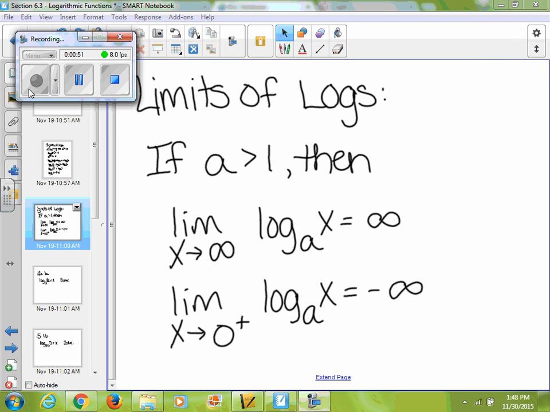Okay, let's look at the limit of logs next. Assuming the base of your log is greater than 1, so a is greater than 1, then the limit as x approaches infinity of log base a of x is equal to infinity. And the limit as x approaches 0 from the right of log base a of x is equal to negative infinity. The limit as x approaches 0 of any log from the left does not exist. That's why it's only 0 from the positive side.